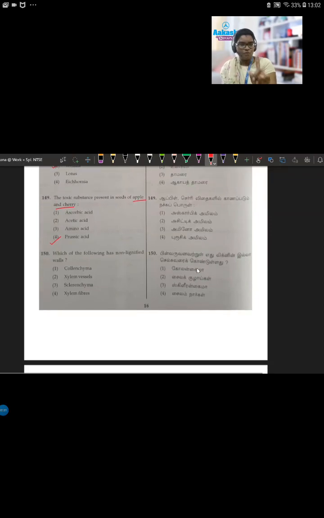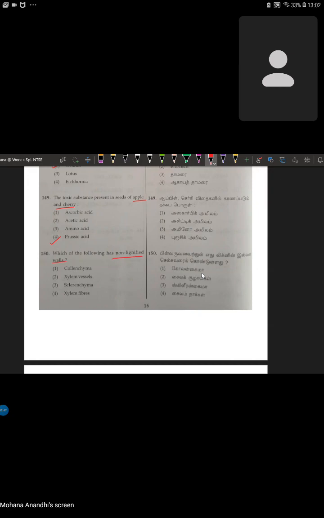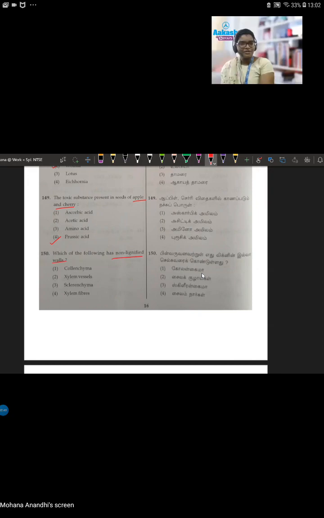So this was one complete state board concept, while everything else is in our CBSE 9th and 10th. You need not refer to 8th also. Which of the following has non-lignified walls? Collenchyma. That was the only simple permanent tissue which doesn't have lignin. The remaining 3 have lignin, so the option goes with 1, collenchyma.